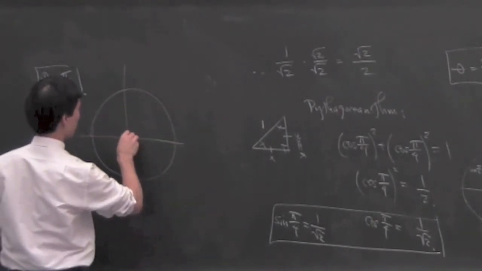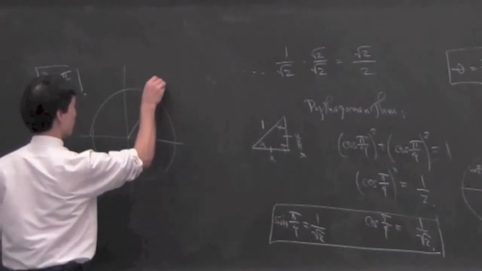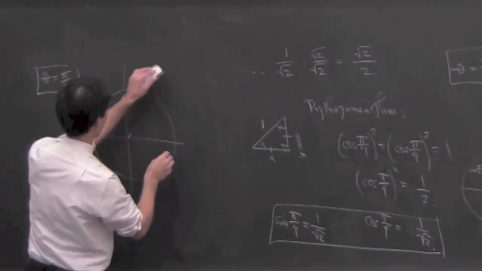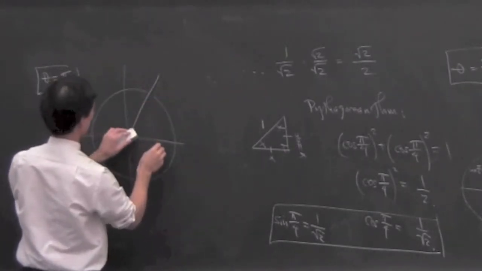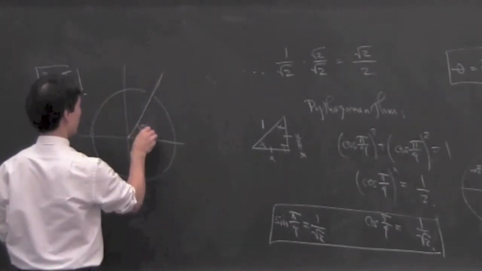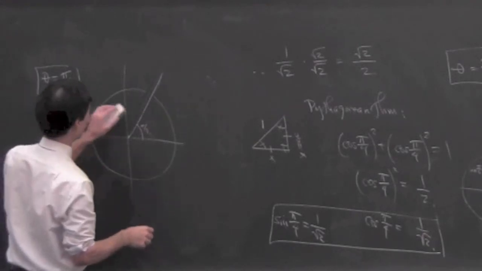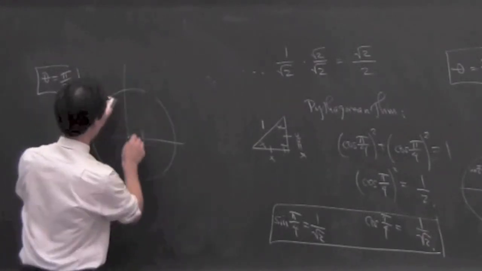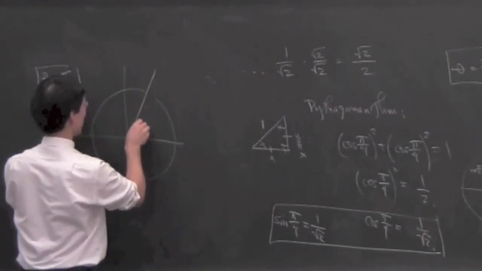Right. So here we take, so this is pi over 3, I hope. Doesn't look like pi over 3. Something like this is pi over 3.